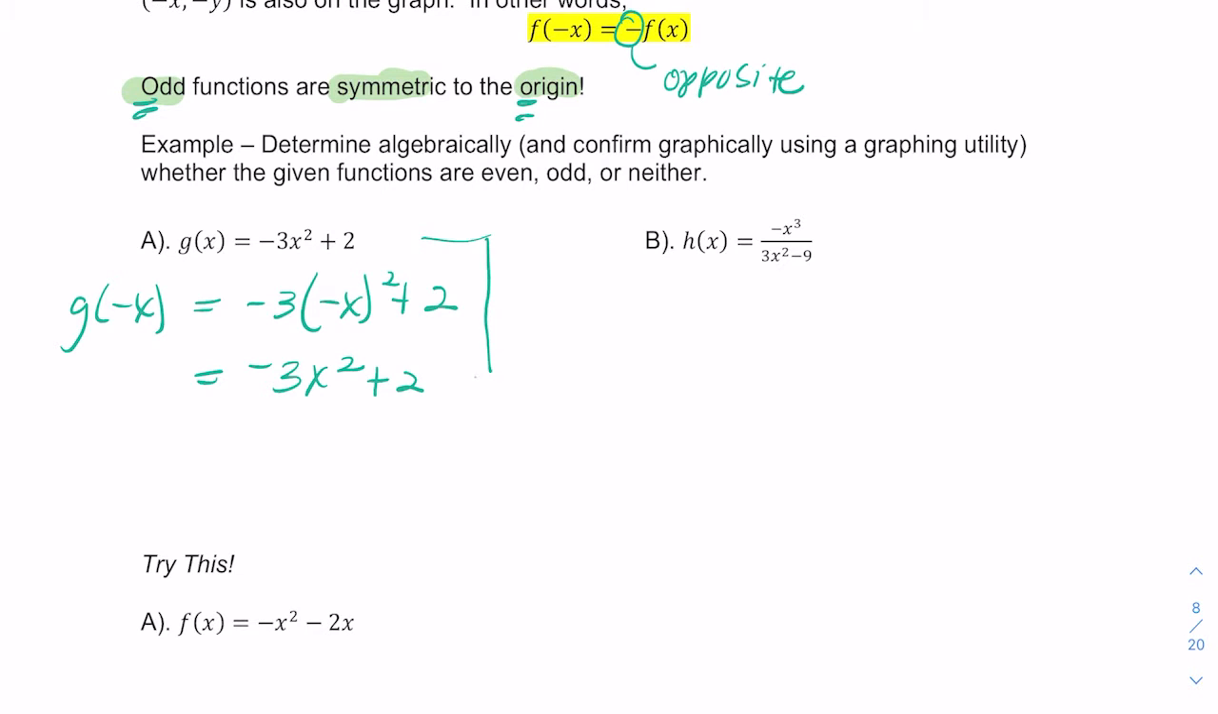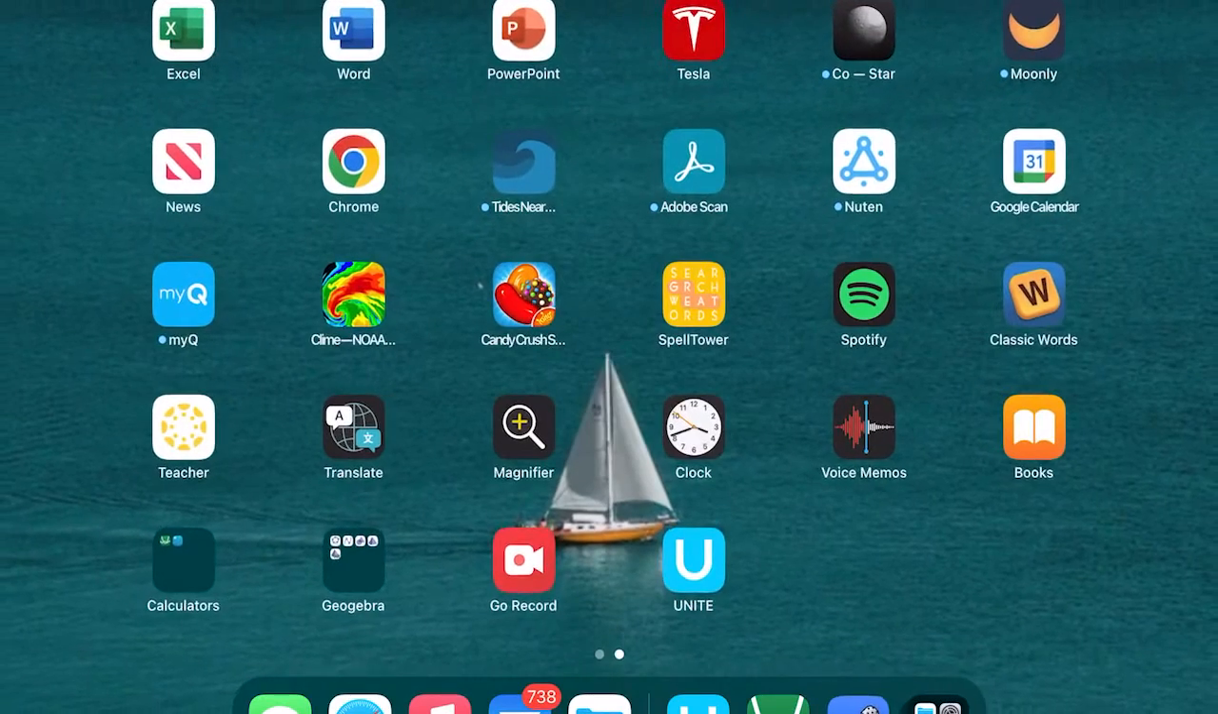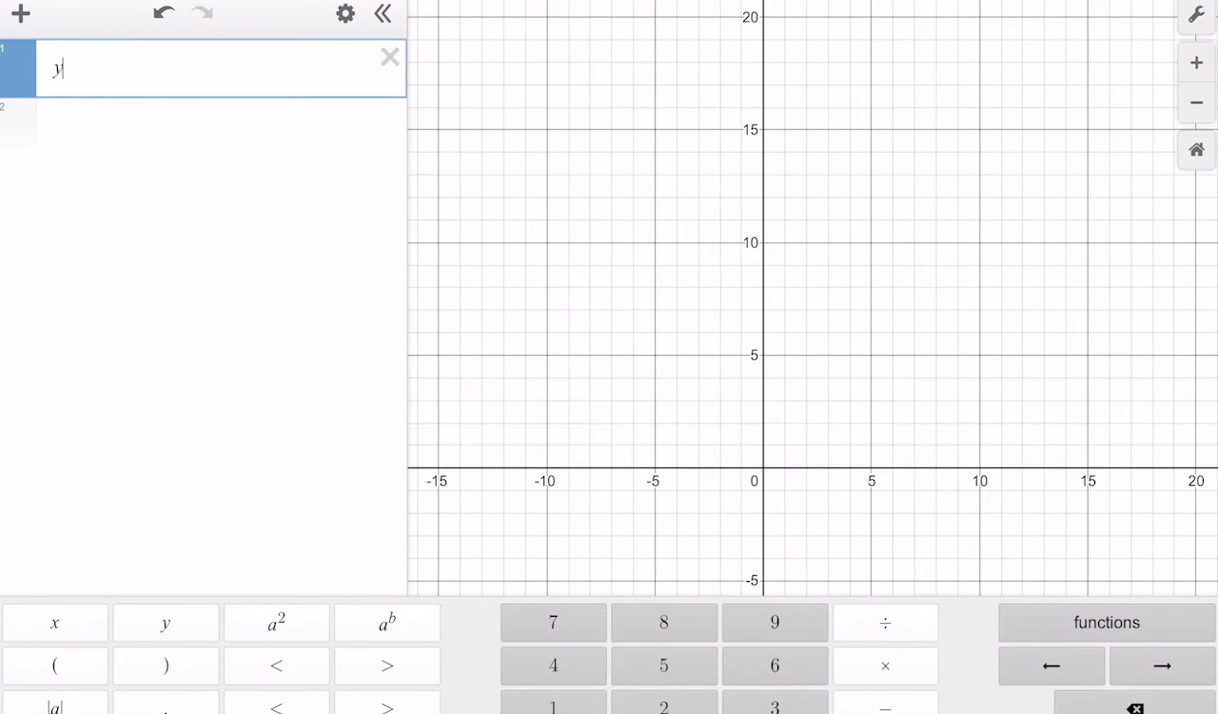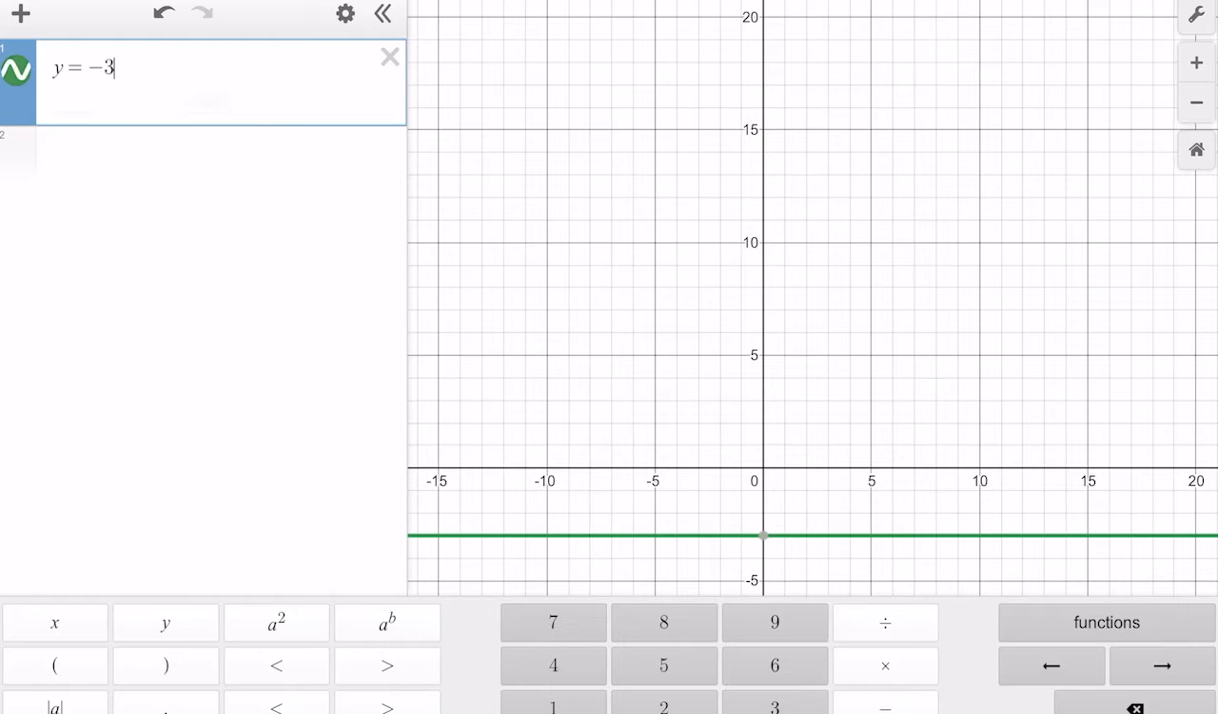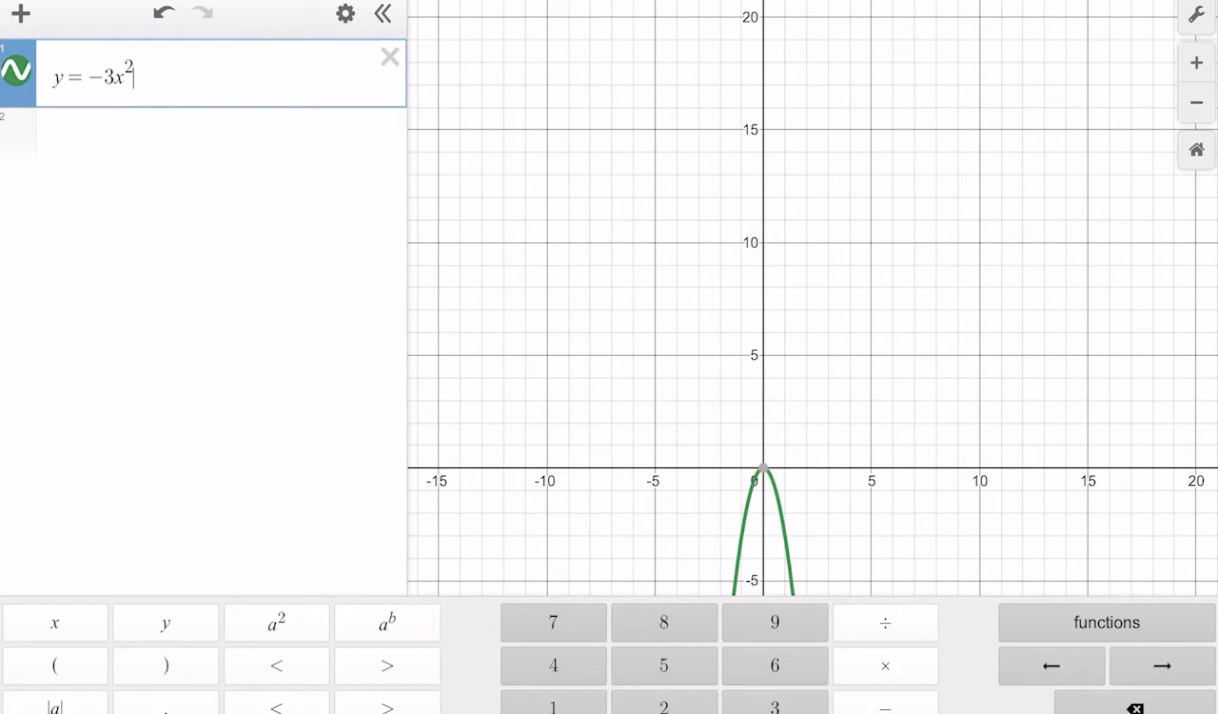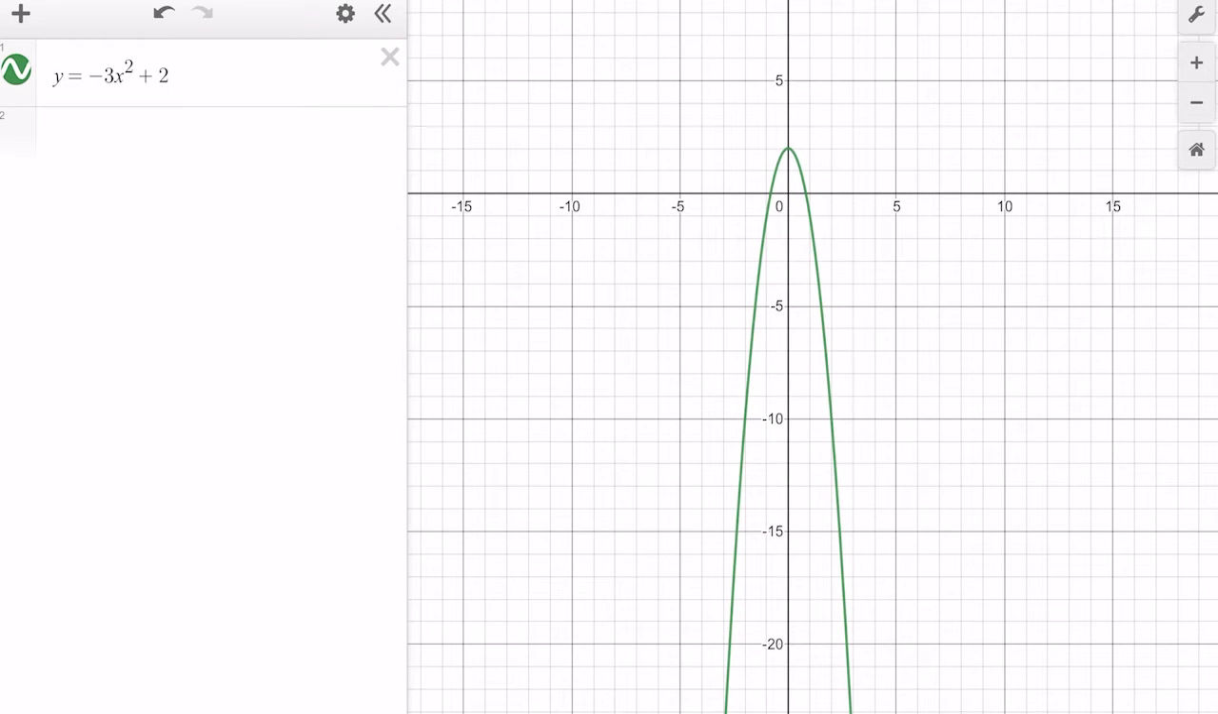Now compare both of these two functions. Are they the same, or opposite, or neither? Here they're exactly the same. So that means this is an even function, which also means it's symmetric to the y-axis. If I graph that for you, you'll see. If I type in y equals negative 3x squared plus 2, as you can see, if you were to fold on the y-axis, one side of the graph would match up with the other side.